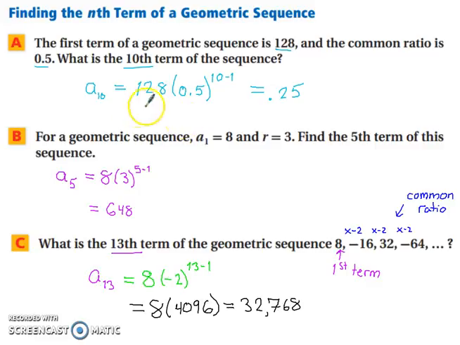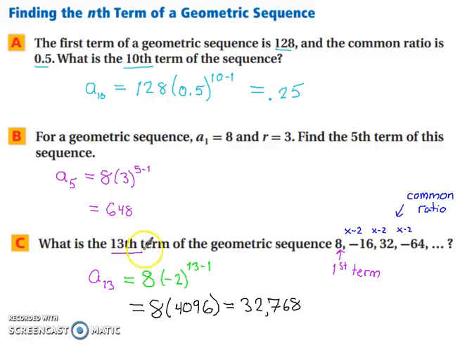So for B, it was very similar to A. We took our first term, we placed it in our a sub 1 place, and then we substituted 3 in for r, 5 in for n, and then we simplified. So we did 3 to the 4th, and then multiplied by 8 to get 648. C was a little bit trickier.